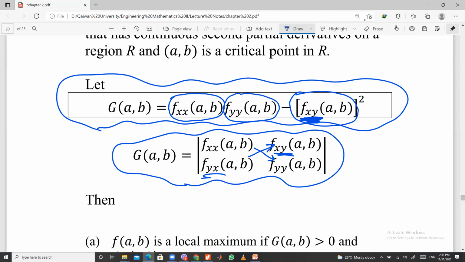When these two are equal, we say if the function is continuous, f sub xy equals f sub yx. And here we use this formula for testing the critical points. Here, AB is a critical point. We say for each critical point, we use this formula.